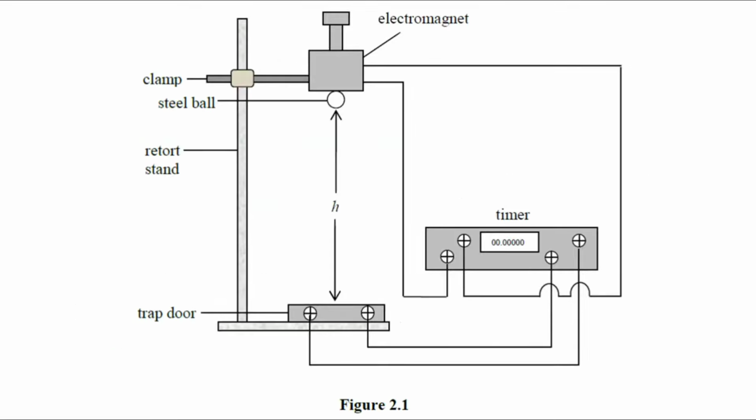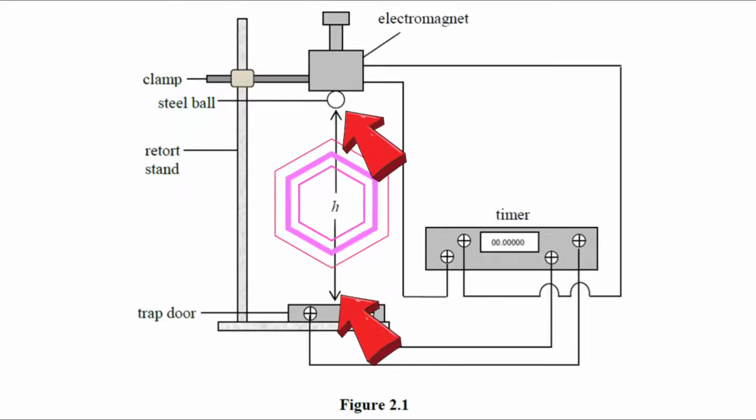Open the manual and go to Figure 2.1 in the manual. Look at how the falling height is drawn in the diagram. The falling height is measured from the trapdoor to the steel ball.